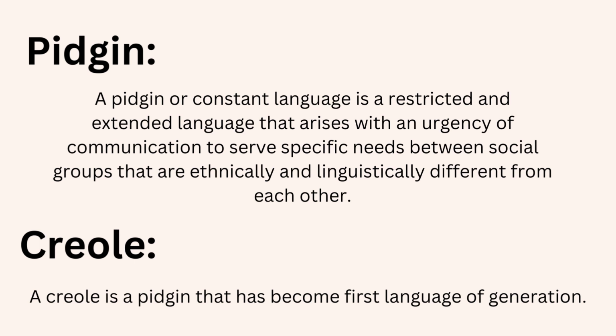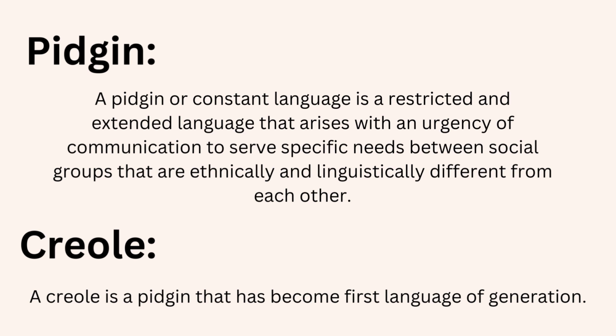Pidgin is basically a language that is developed by the people of different communities having different native languages working together at the same place or for the purpose of trade. They need a common language in order to contact and communicate with each other, so they developed their own language, which is known as Pidgin.